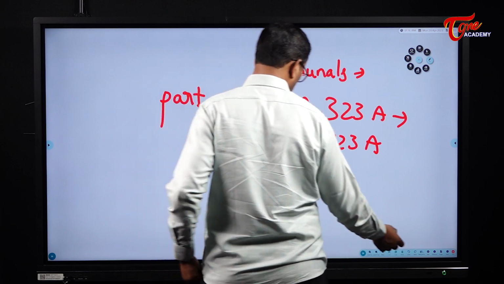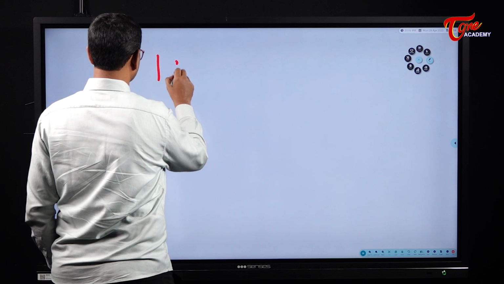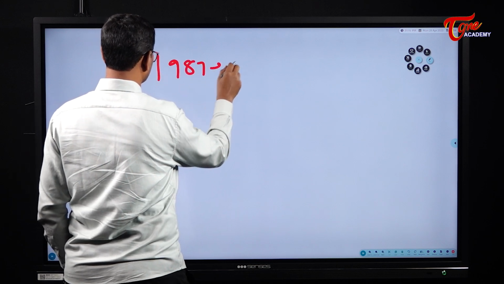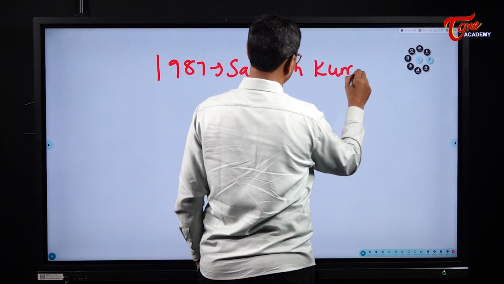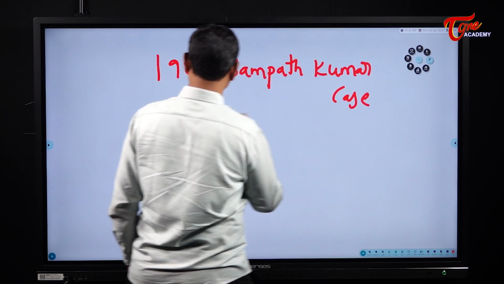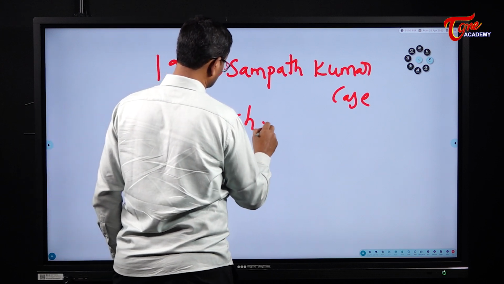One is the Sampath Kumar case, in 1987. In 1997, we have the Chandra Kumar case.